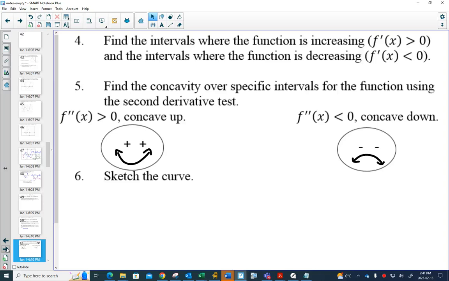So, what we are going to do is we are going to get into groups to do the following graphs.